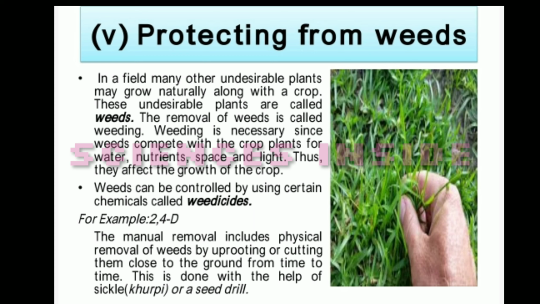Pesticides can be of two types, insecticides and rodenticides. Insecticides are used for killing insects and rodenticides are used for killing rodents. BHC and DDT are examples of insecticides, and warfarin and zinc phosphate are examples of rodenticides. Fungicides are used for destroying fungi. Many copper salts and sulfur salts are examples of fungicides.